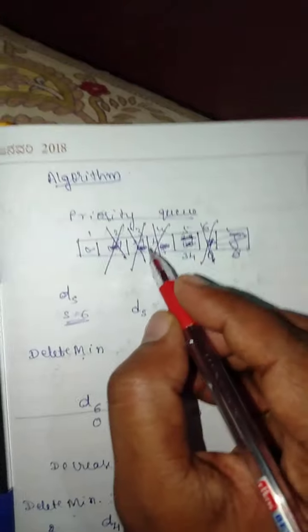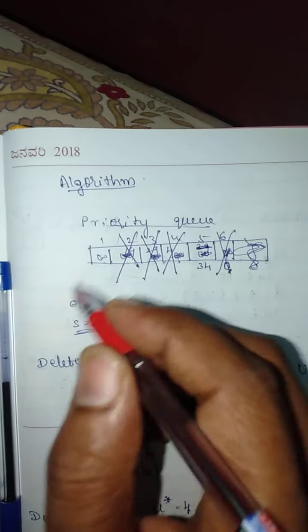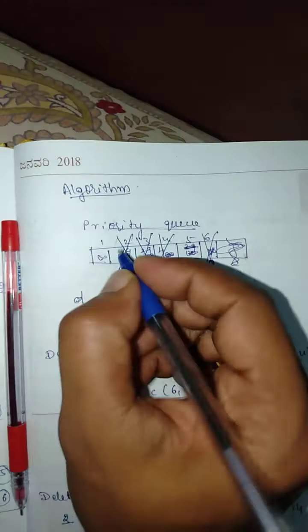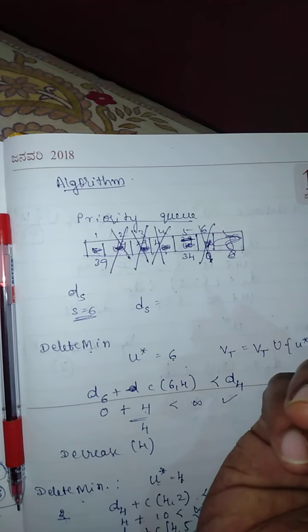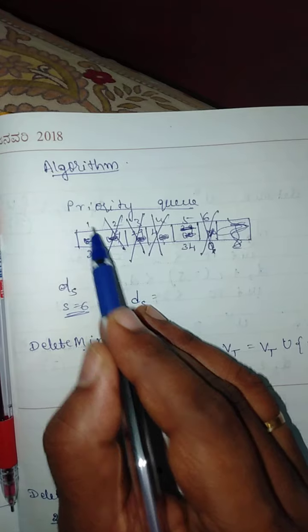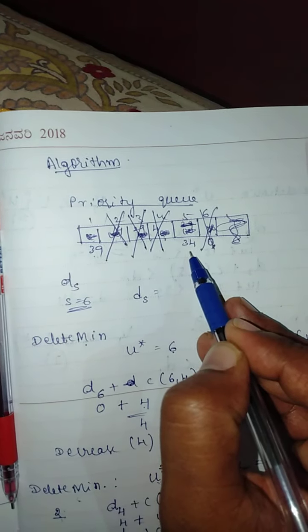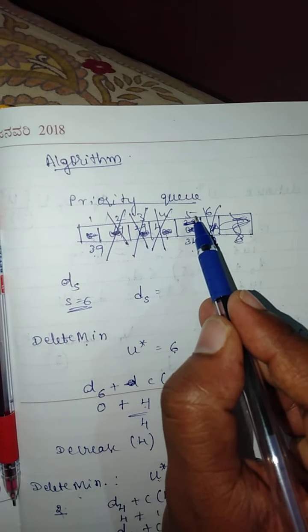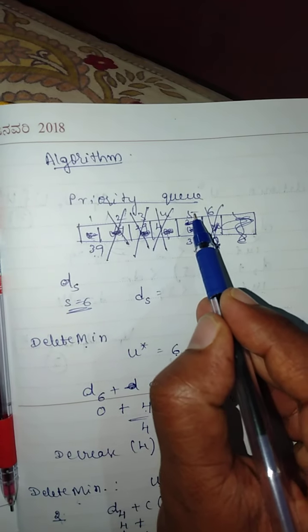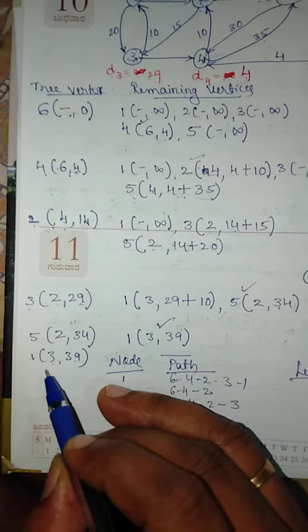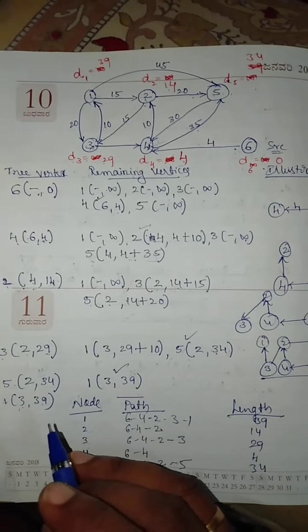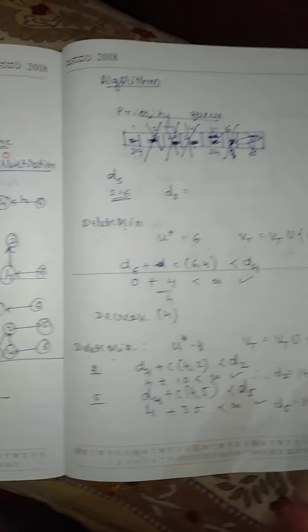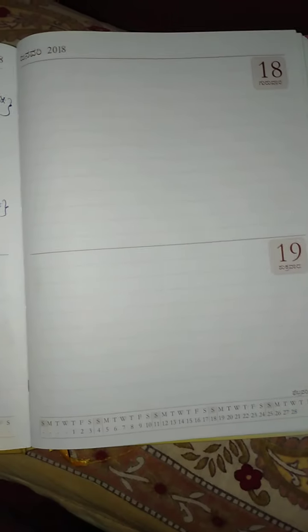Okay, so D1 to 39. So now infinity changes to 39, right? So now we have this 1, 39, 5, 34. Therefore, in the next iteration we will have to apply the delete min operation that removes the node 5. In the next iteration node 5, next iteration 1, and we have to continue like this. Okay, so this is how the algorithm is applied.